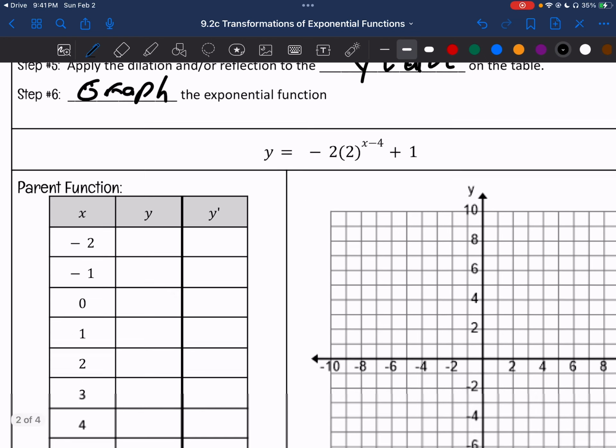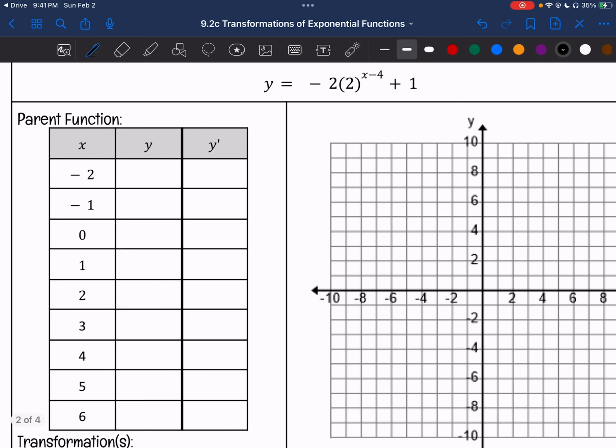So we have a function that has everything in the kitchen sink thrown into it. y equals -2 times 2 to the x minus 4 power plus 1. So let's just go back. What is our base function on this? Our base function is y equals 2 to the x power. So let's start by figuring that out.